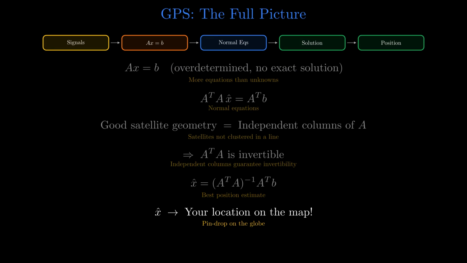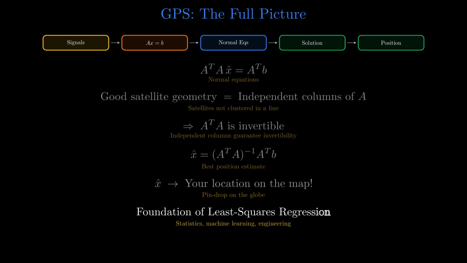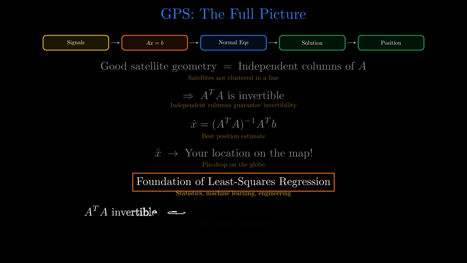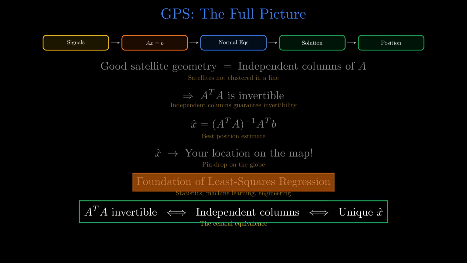Now here's the bigger picture. These normal equations are the algebraic backbone of least squares regression, the most widely used method in statistics, machine learning, and engineering. Every time you fit a line to data, estimate model parameters, or run a linear regression, this is the underlying machinery. And the key question, when does A transpose A have an inverse, is really the question.